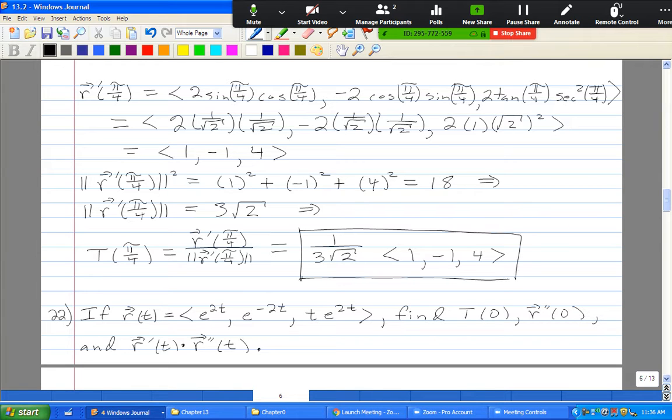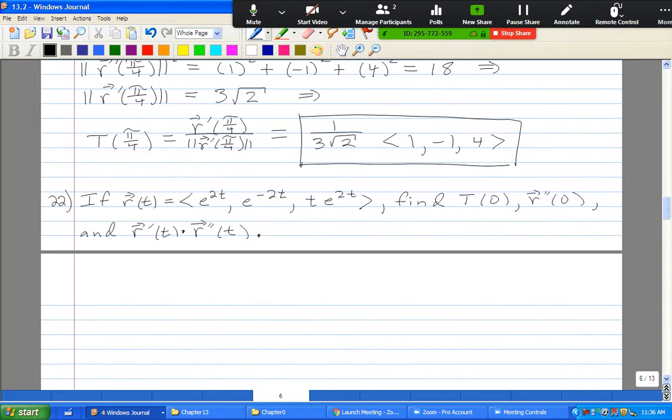Let me do problem number 22. If the vector function r has components e to the 2t, e to the minus 2t, t e to the 2t, find the unit tangent vector at 0, the second derivative of the position vector at 0, and the dot product of r prime and r double prime. Okay, so let's do that.